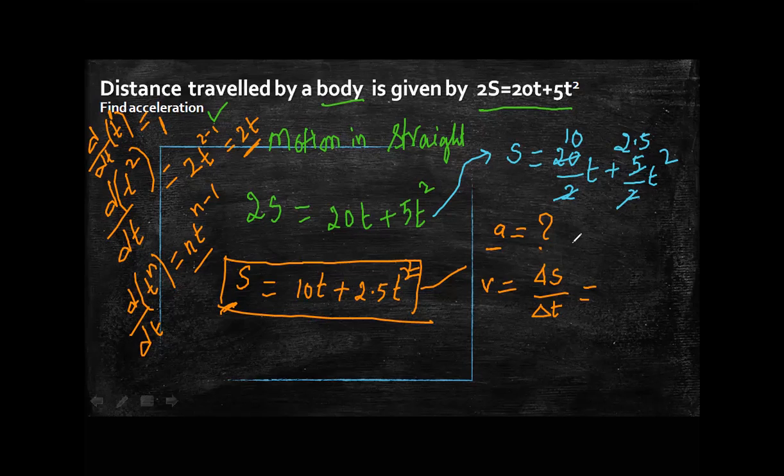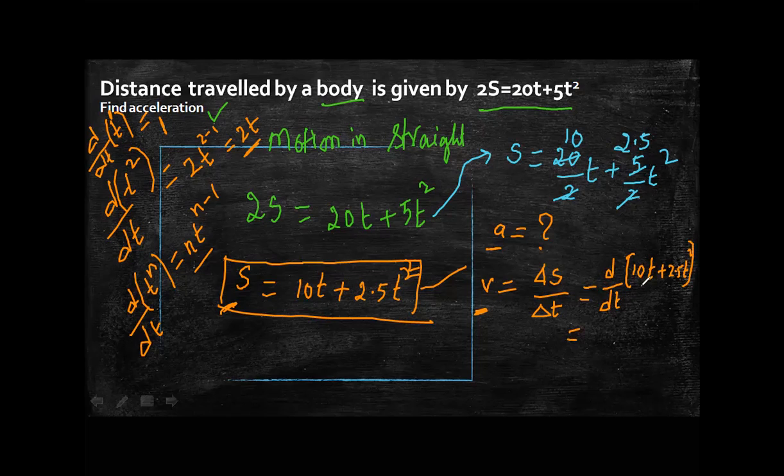Now I am writing the derivative. I have to find the velocity first. So what should I do? I have to substitute the entire expression into d by dt: 10t plus 2.5 t square.